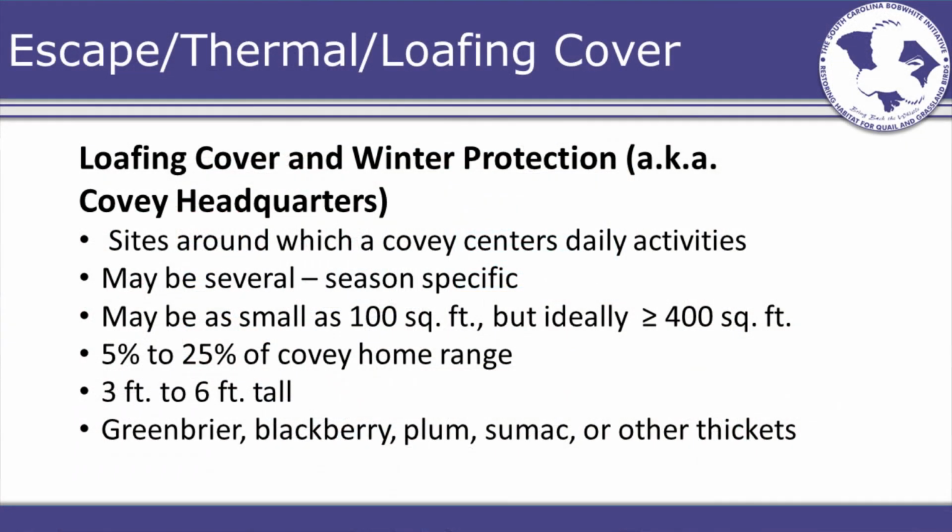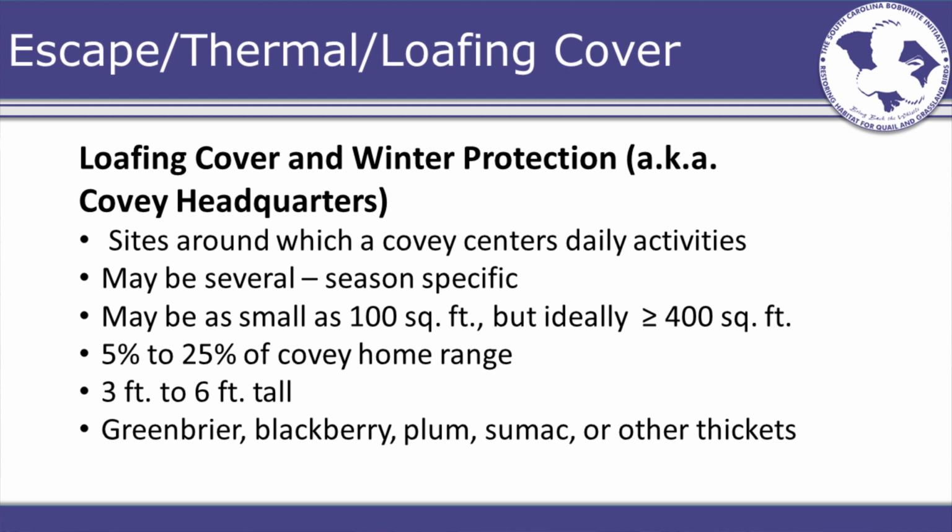And then we get into the third type of habitat, the loafing cover and winter protection, thermal cover. And these are the sites around which a covey centers its daily activities. So it's kind of the headquarters area where they would tend to gravitate towards. You may have several on the property, or several that are used by the quail. It depends on the time of the year and the range that they are roaming at that time of year. They may be as small as 100 square feet, but ideally at least 400 square feet in size, so that would be 20 by 20 feet, just to give you an idea.